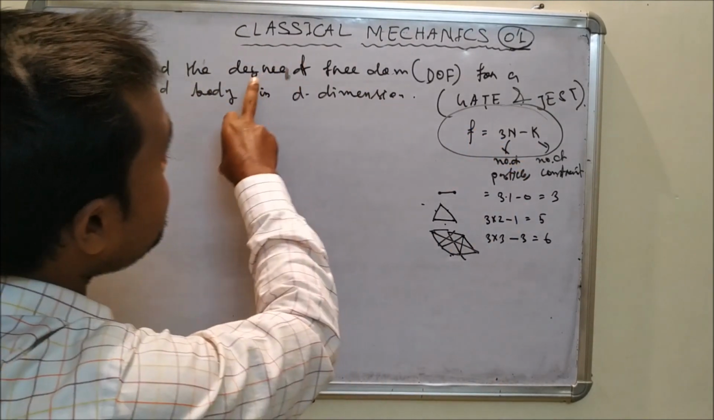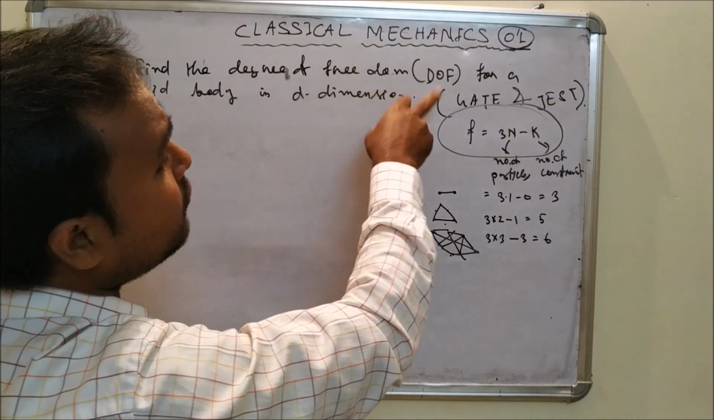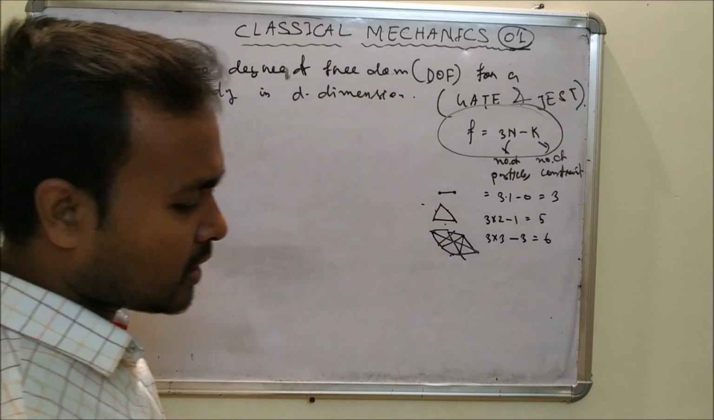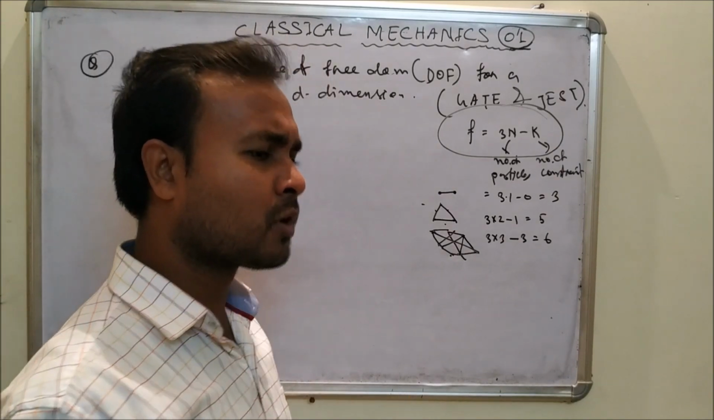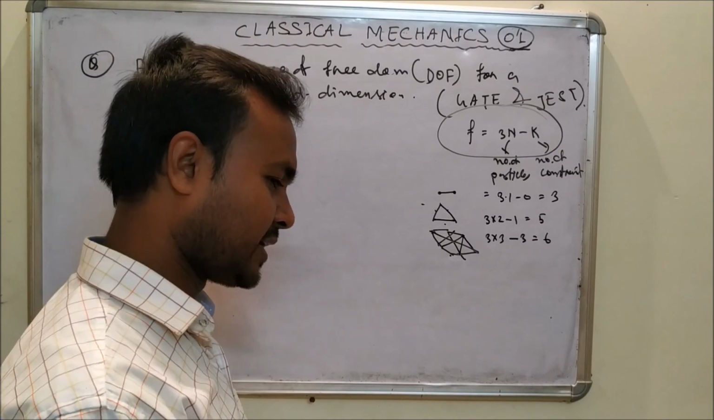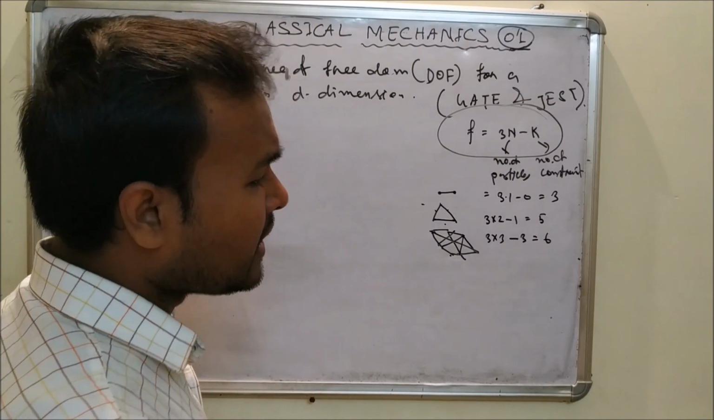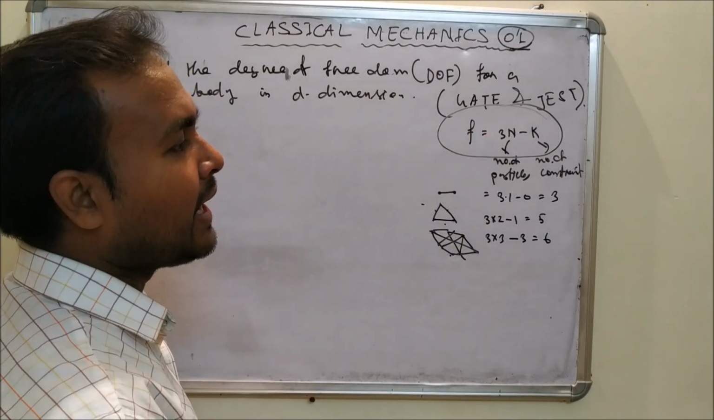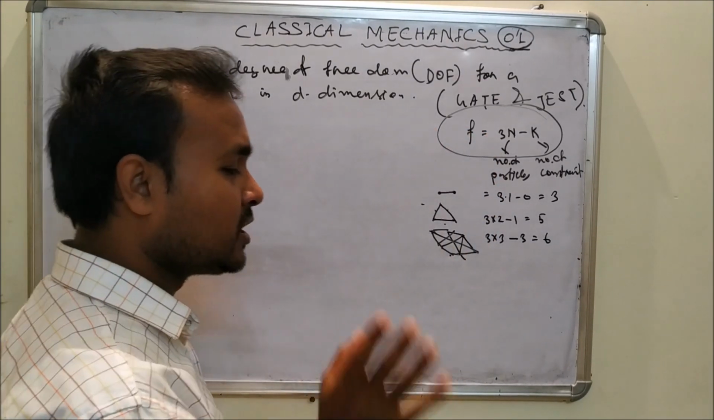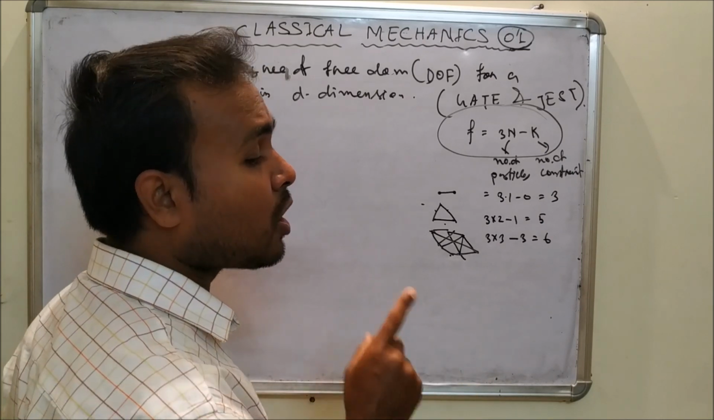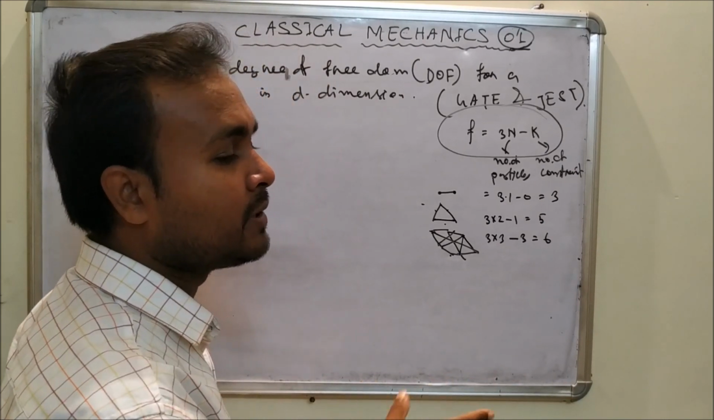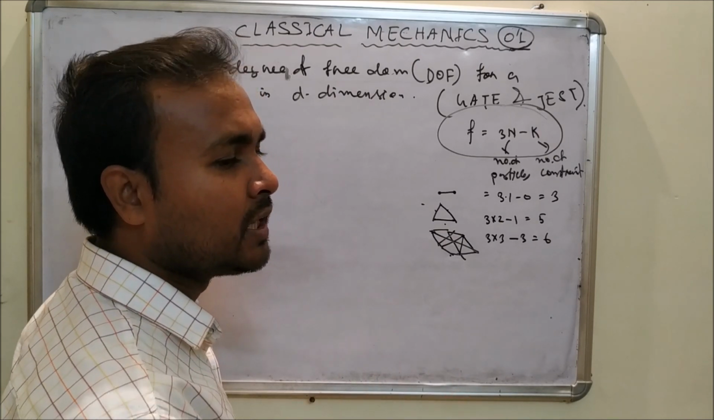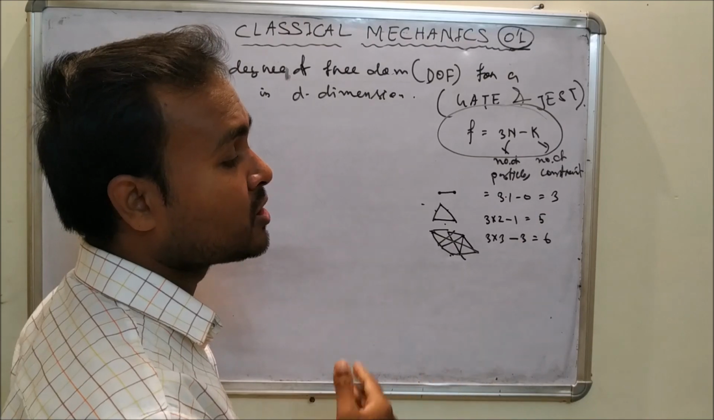But the question is the degree of freedom of a rigid body. Now, what does rigid body mean? A rigid body contains a large number of particles, hundreds, thousands of particles, you don't know. In that case, you cannot find the degree of freedom using this formula, right? And also, I want to mention that the degree of freedom depends on the dimension, whether it is 1D, 2D or 3D in which you are finding it. That dimension is also necessary.